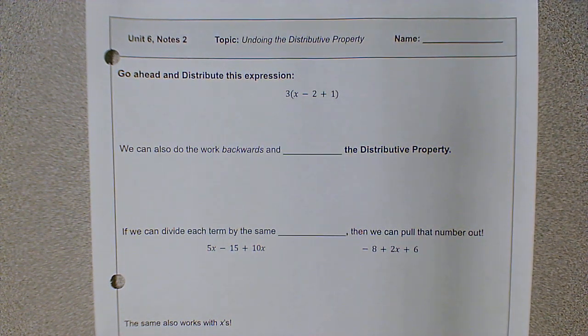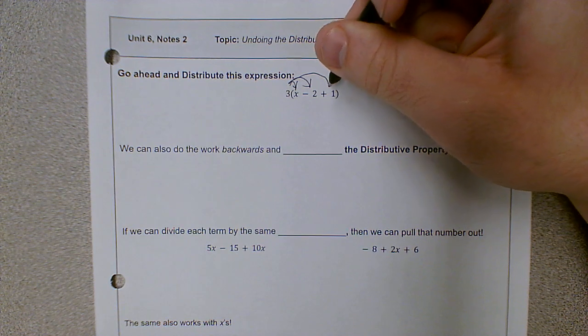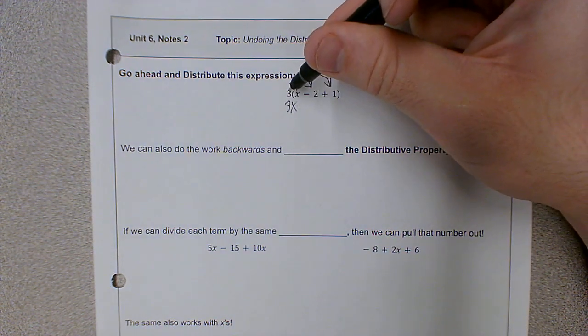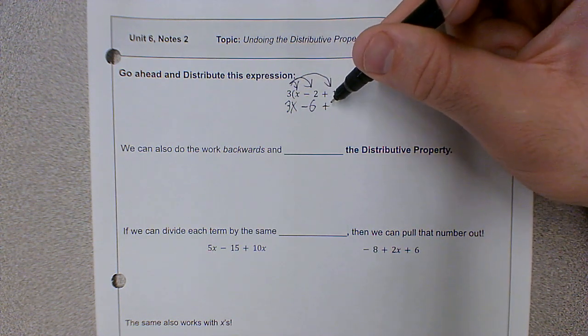So we're just going to start by doing the distributive property. This one's pretty easy. I'm just going to take the 3 and throw it in there. So 3 times x is 3x. 3 times negative 2 is negative 6. 3 times 1 is 3.